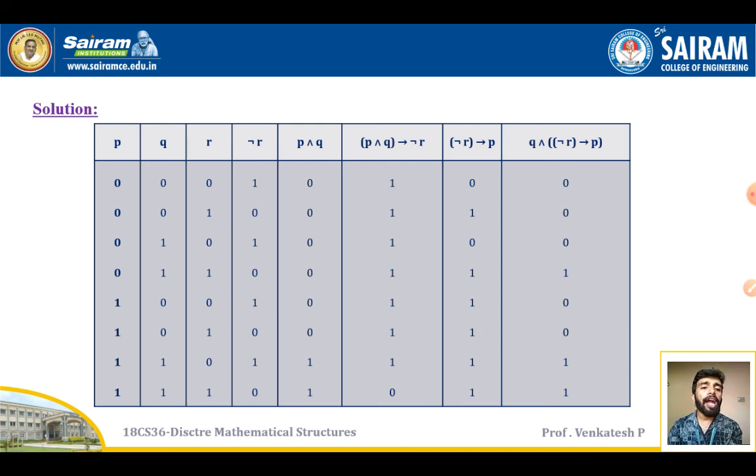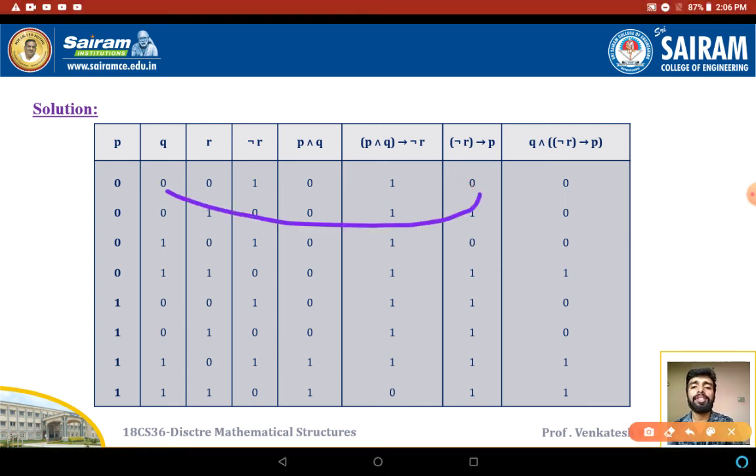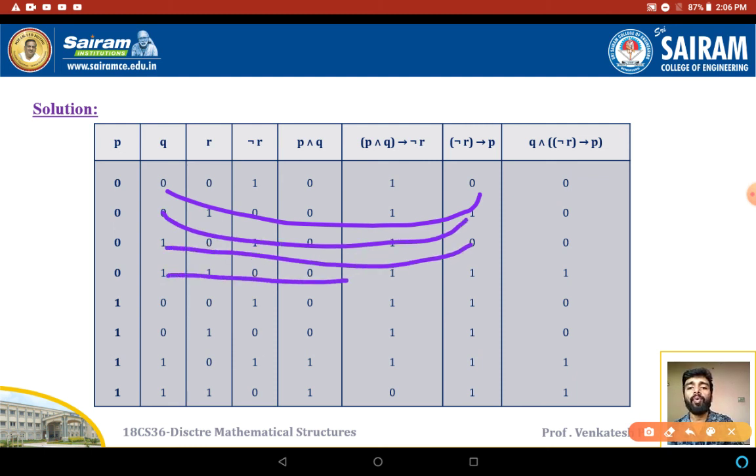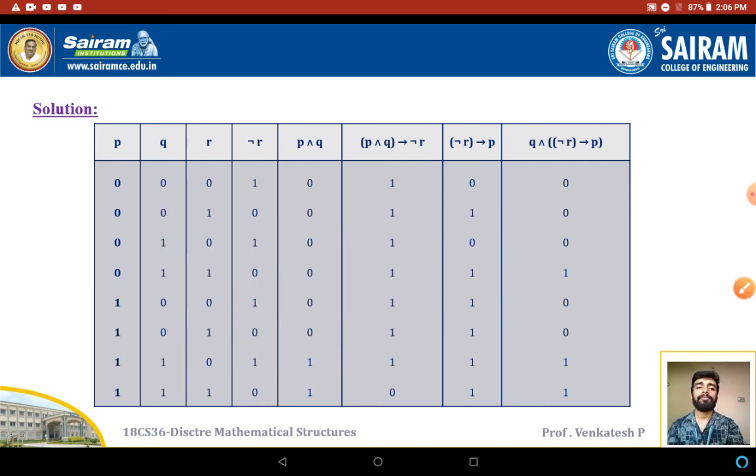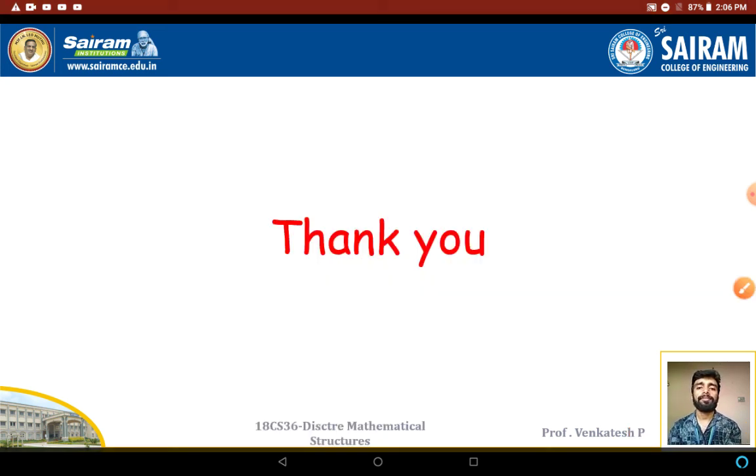So next one is Q and negation R, which implies P. I am going to apply the AND operation between Q as well as negation R, which implies P. So what will I get? 0 0 0 0, 0 1 0 1, 0 0 1 1. So hence I got all the values here. Thank you.